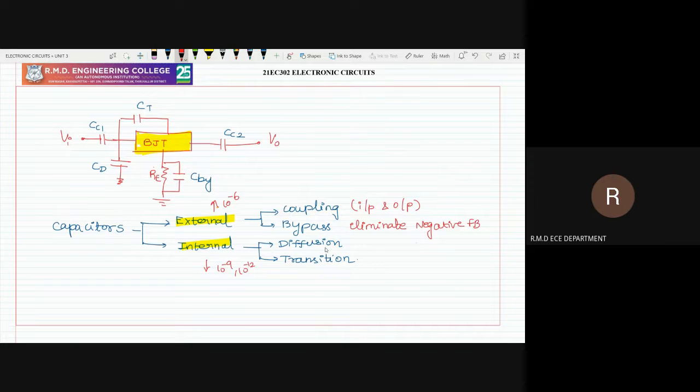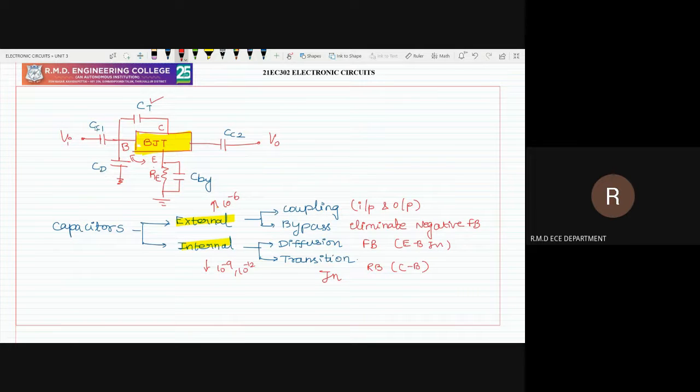Then the diffusion capacitor is inserted in the forward bias junction. The transition capacitor, otherwise called a junction capacitor, works in the reverse bias junction. Reverse bias means the collector to base junction, and forward bias means the emitter to base junction. So this capacitor is called transition capacitance. So this is your base, collector as well as emitter. Base to emitter is called the forward bias region, and this capacitor is called the diffusion capacitance.